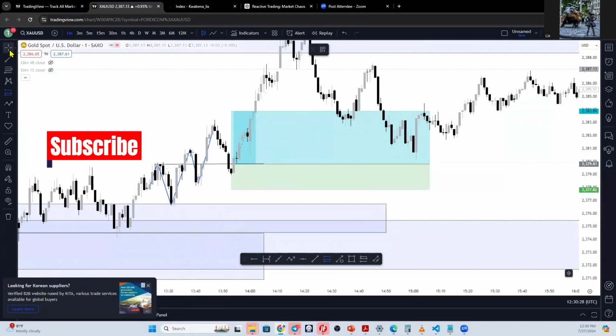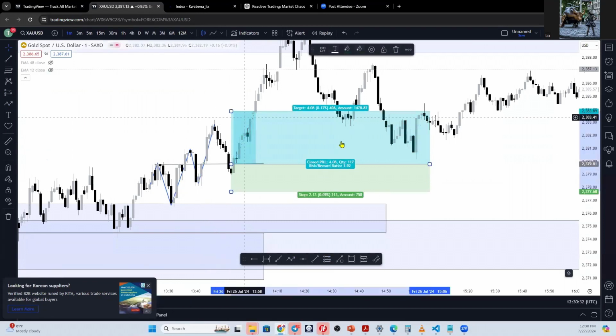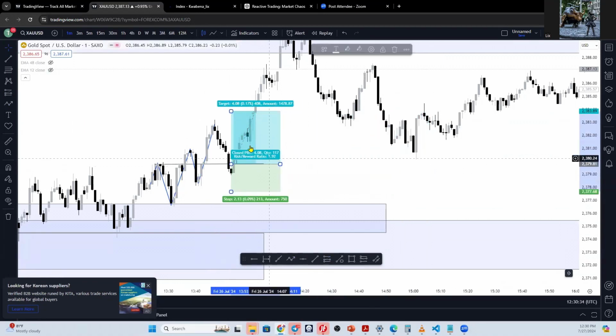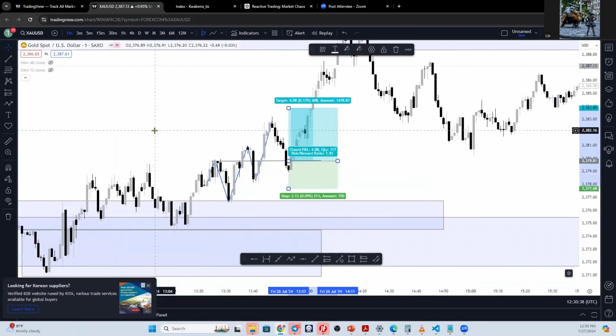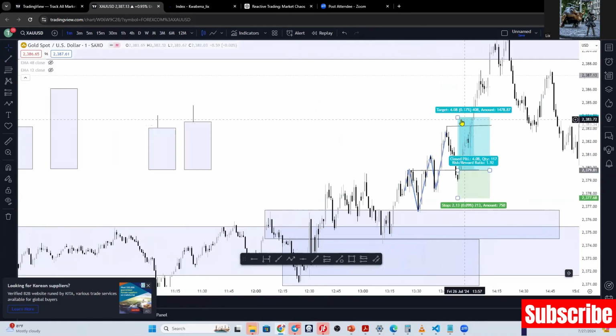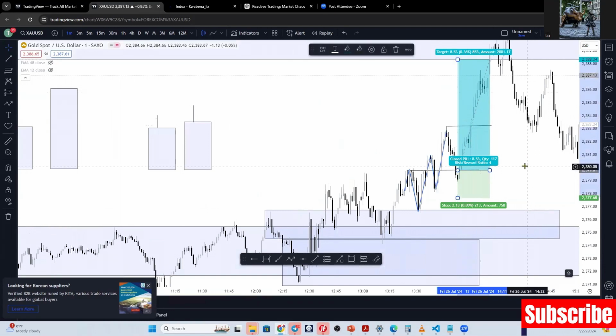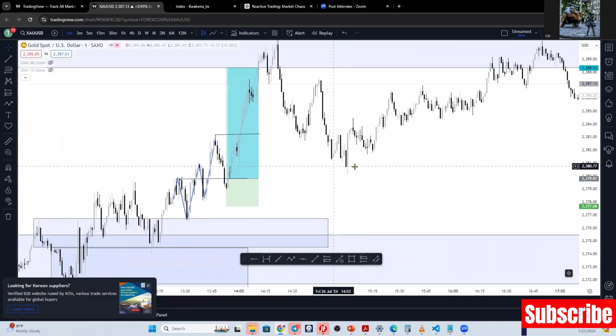Your stop loss is right below this, and your take profit is above this. This is 1 to 1.2, almost 2. But if you know where the market is going and you are targeting this area, that is 1 to 4.